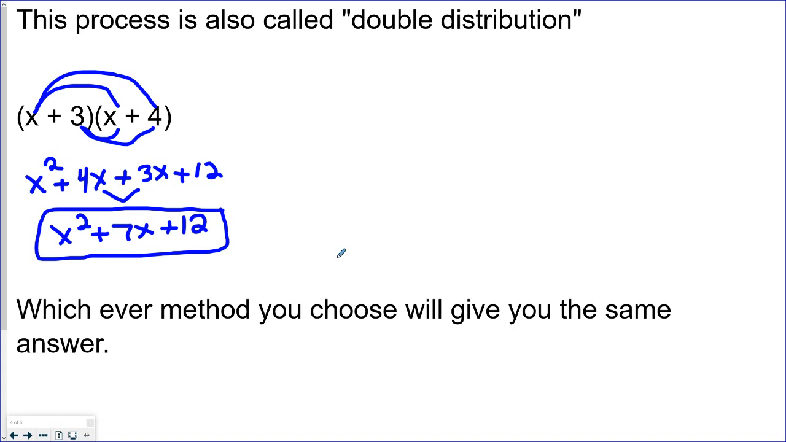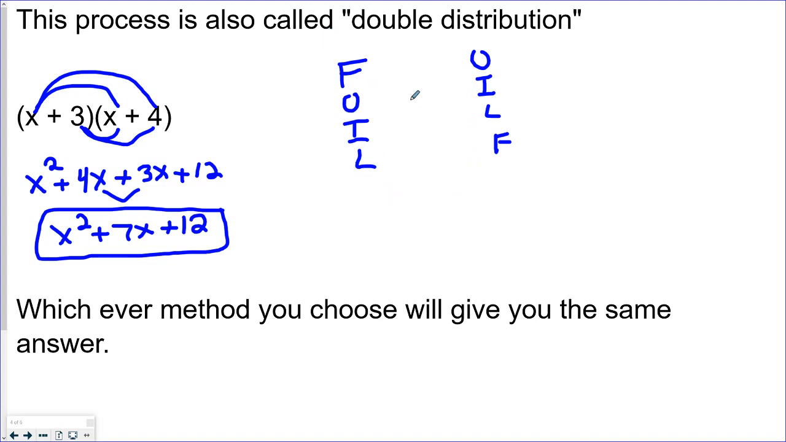You don't have to necessarily follow the order. Because a lot of people are afraid that if they don't follow the order of FOIL, you get your answer wrong. And that's not true. Remember, FOIL is first, outside, inside, last. You actually do not have to do it in this order. You could do it like this. You could do outside, inside, last, and first. You could do it like that, and you'd still get the same answer.